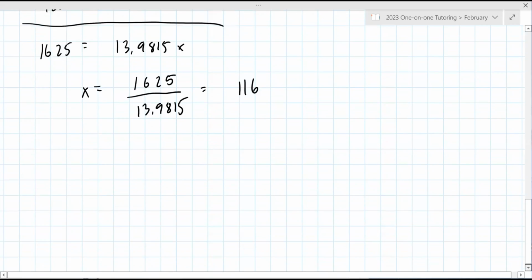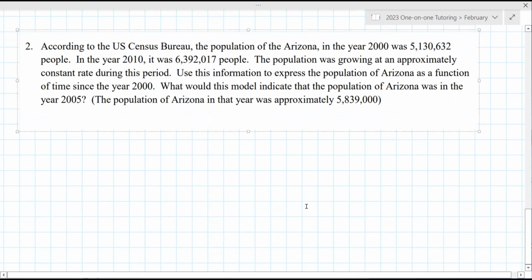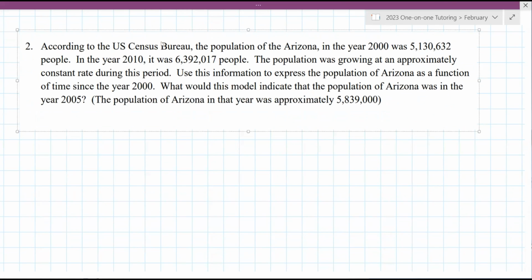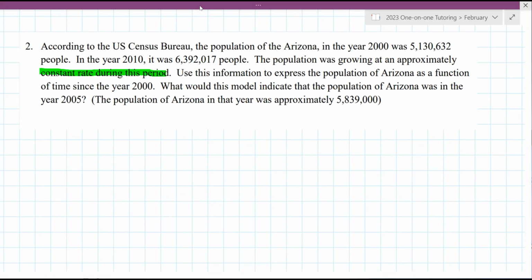Yeah, sure. All right. Have you tried this one on your own? Yes. Okay. I'm going to read it so I can catch up. According to the U.S. Census Bureau, the population in Arizona in the year 2000 was 5 million and a bunch of people. In the year 2010, it was 6 million and a bunch of people. The population was growing at an approximately constant rate during this period. So that's really important here. Constant rate.